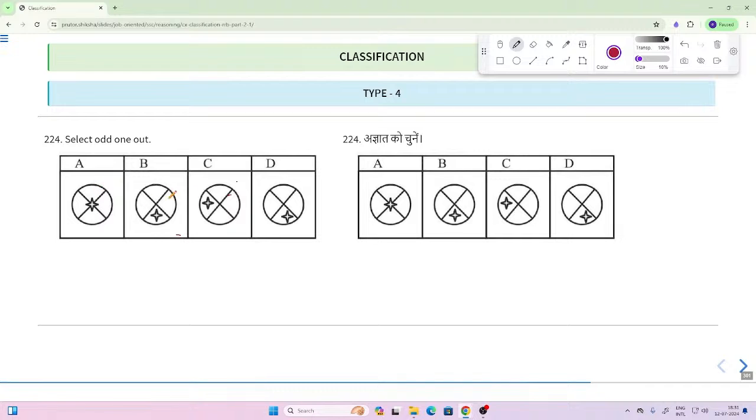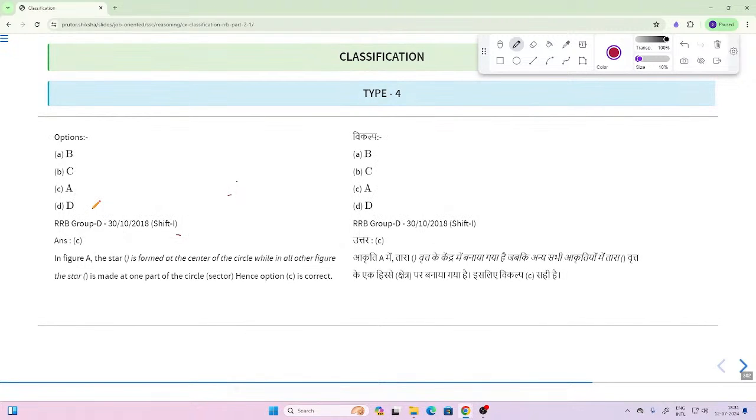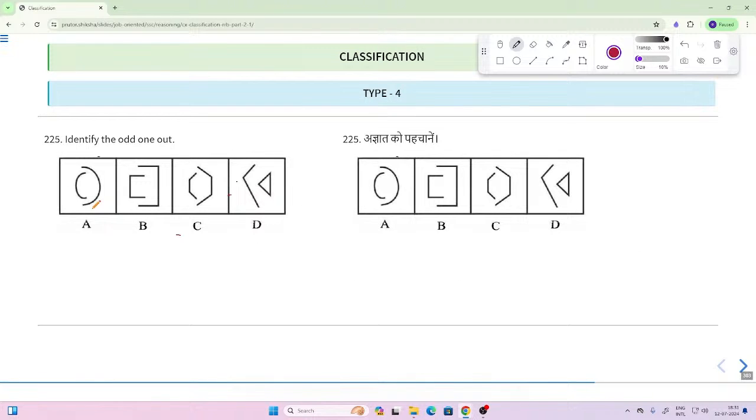Select the odd one out. A, B, C, D. Here it is clear that the diamond is in the absolute center in A, while in B, C, D it is in one of the four quadrants. In B it's below, in C it's left, in D it's again below. Hence option A is the odd one out, as it's the only one in which the star is in the center. In figure A, the star is formed at the center of the circle, and another star is made at one point of this circle, a sector. Hence C is the correct choice.